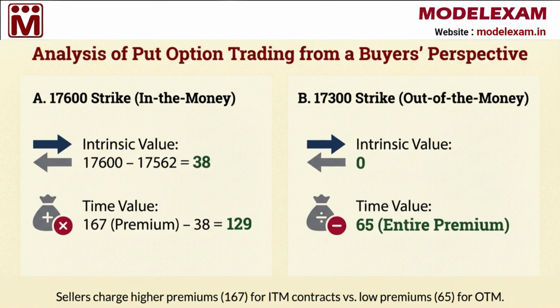If you look at the value breakdown for these puts, the 17,600 strike has an intrinsic value that equals 17,600 minus 17,562, which equals 38. The time value is 129. For the 17,300 strike, there is zero intrinsic value, so the entire premium of 65 is time value. This is why sellers charge a higher premium for in-the-money contracts.